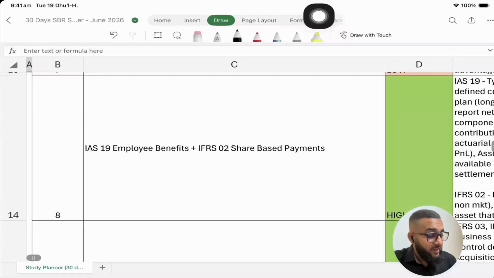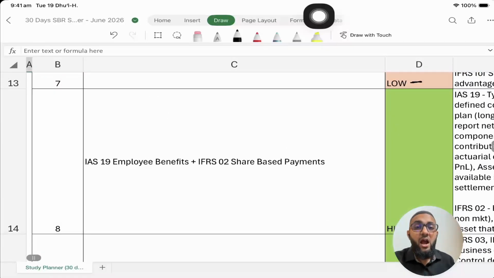And then on day 8, again, a high weightage day. Now, this is focusing on 2 standards that you have been introduced during SBR. Now, these standards never popped before SBR. You've never seen the standards during FR. Rather, these are the new standards that have been introduced as a part of your SBR syllabus. And you will have to master these standards as well.